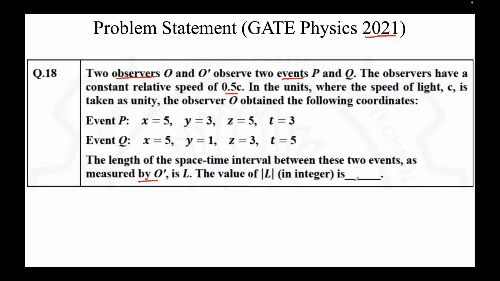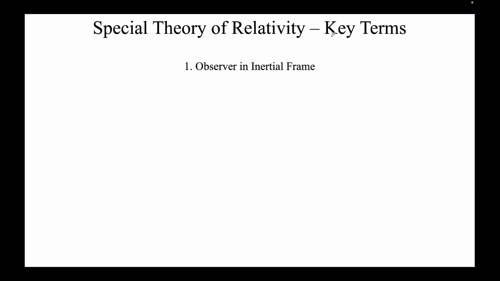Now before we start solving this problem, let's have a look at some relevant concepts. There are some terms which keep coming over and over again in special theory of relativity and it's good to revisit them. So first is the inertial frame. So what are inertial frames? These are those frames of reference which are either at rest, that means their velocity is 0, or their velocity is constant. This means velocity is not a function of time. So those are the inertial frames.